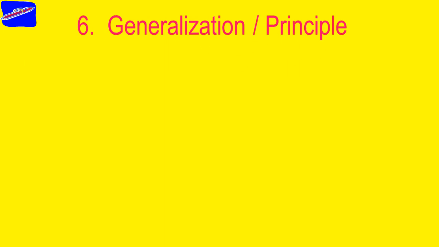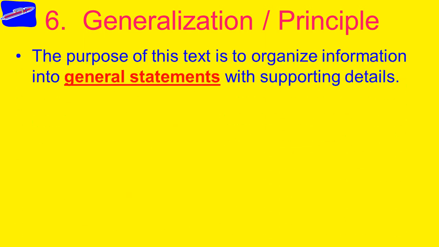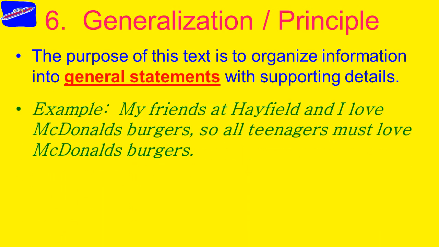Our sixth and final type of internal text structure is known as generalization/principle. The purpose of something written using this organizational pattern is to organize information into general statements with supporting details. This organizational pattern is very uncommon, and you're not likely to see many things that are written using it. But if you did, it would probably read something like this.